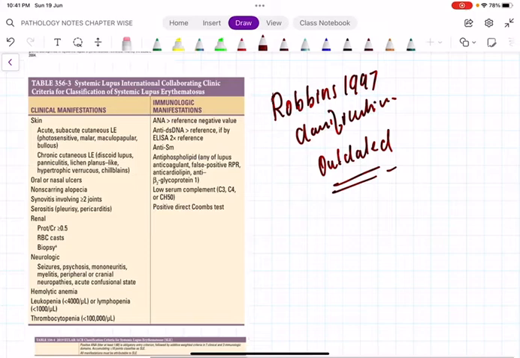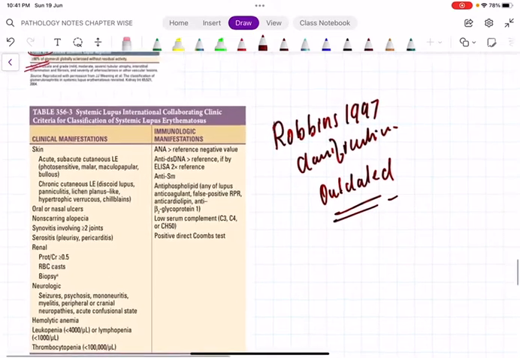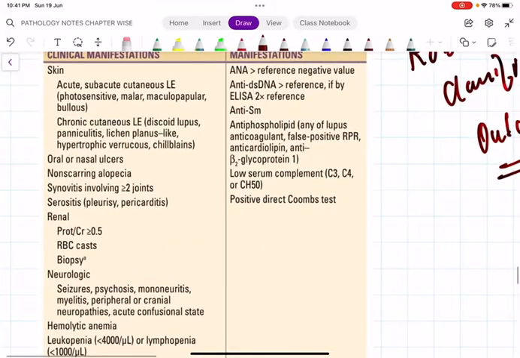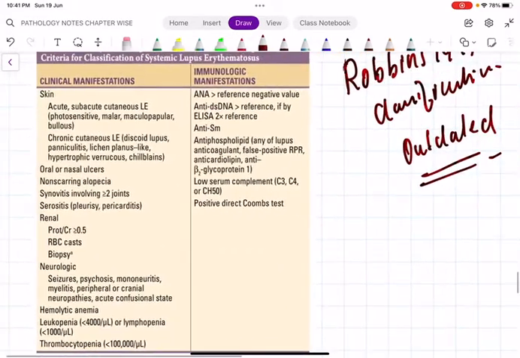In the 1997 classification, they took into account almost all the features, but that's not the case with the updated one. The updated one has not been mentioned in Robbins. So this is the table from Harrison, so you can refer to this.